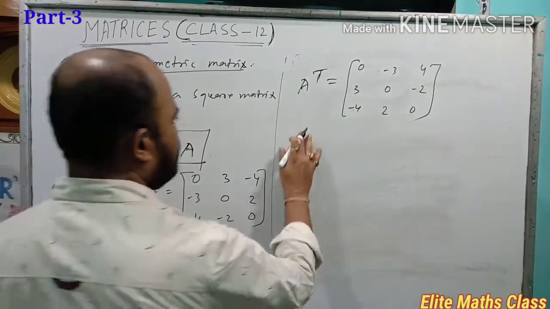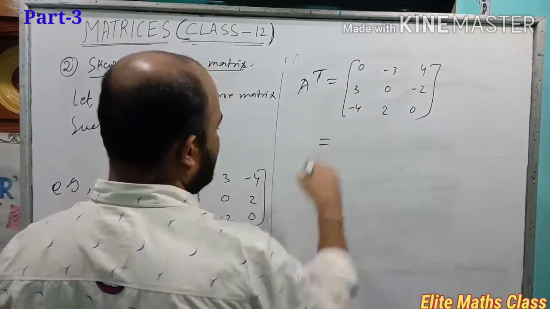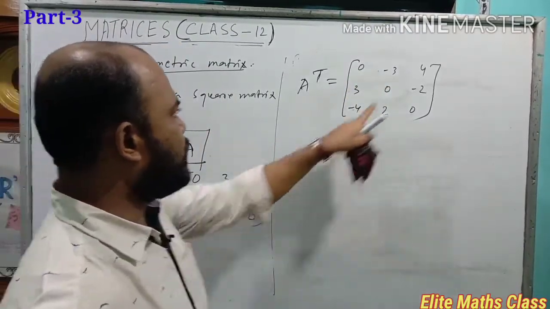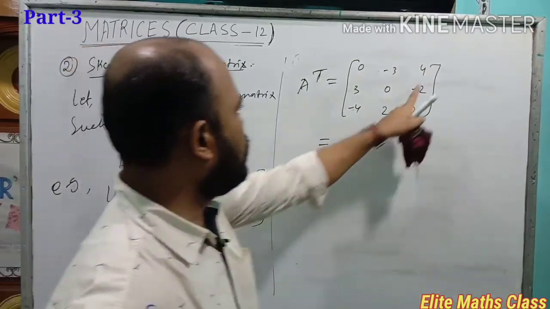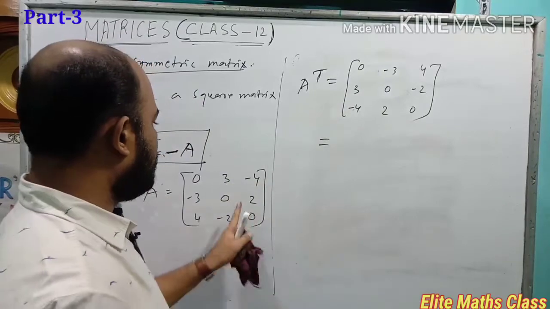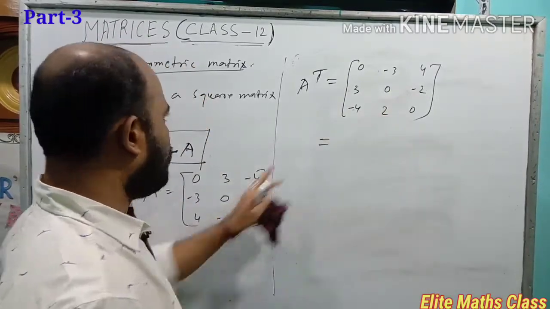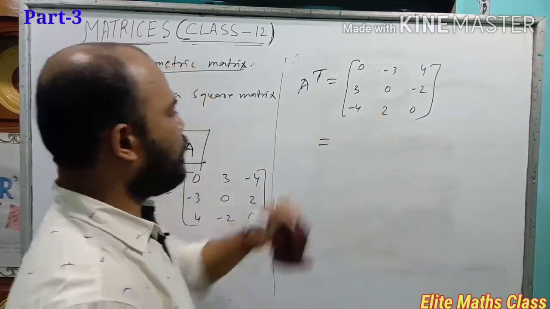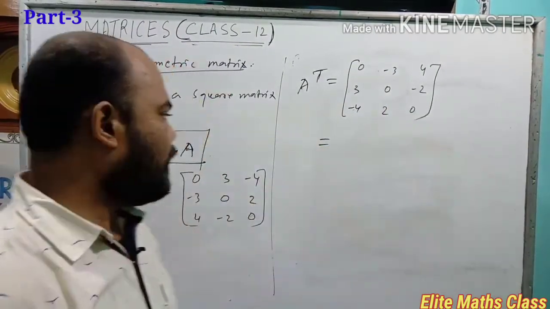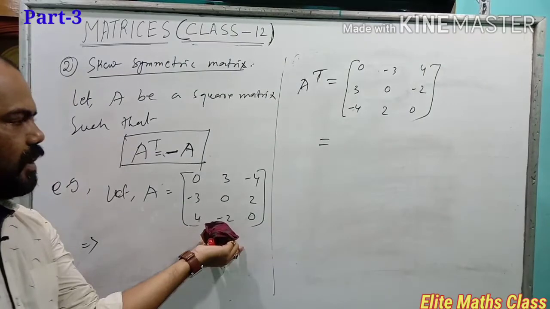Now let us check, is this equal to minus A? See, this is 0, same. Here it is 3, but here it is minus 3; minus 4, 4; 3, minus 3; 2, minus 2; 4, minus 4; minus 2, 2. That is, every element is of opposite sign to that of A.